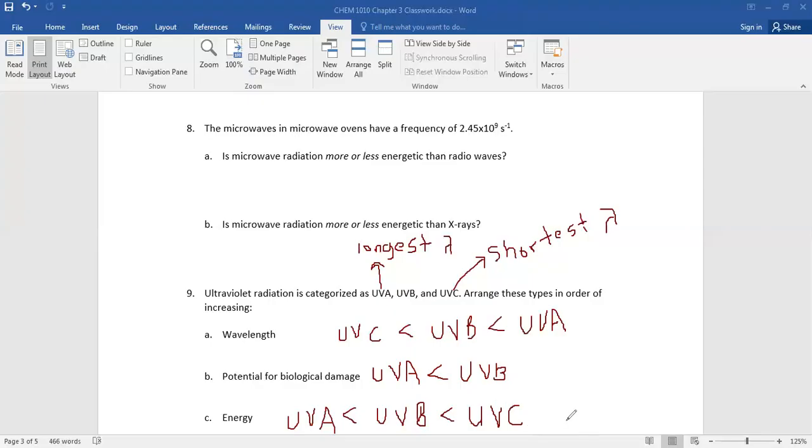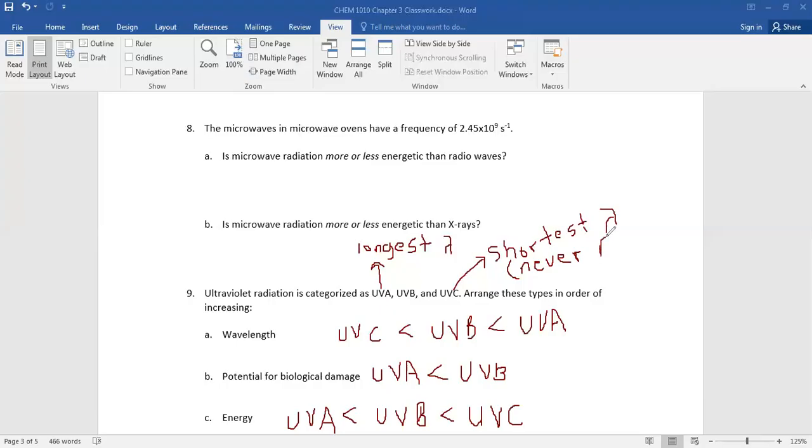And I'm not going to put UVC because UVC, thank God, never makes it to the Earth. So therefore it doesn't have potential. But if it did make it to the Earth, then we wouldn't be here because it would kill us off quickly because it would damage our DNA so badly that we'll have the radiation sickness and therefore we would die.